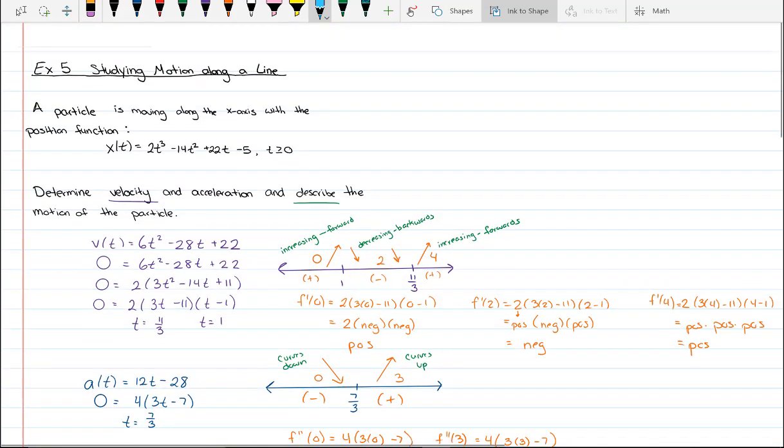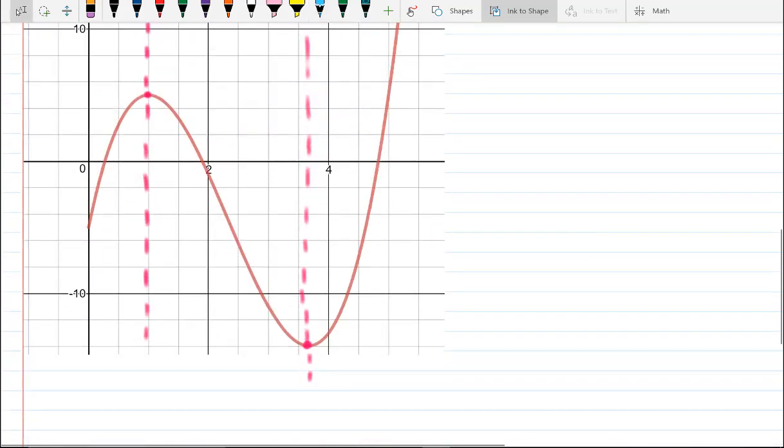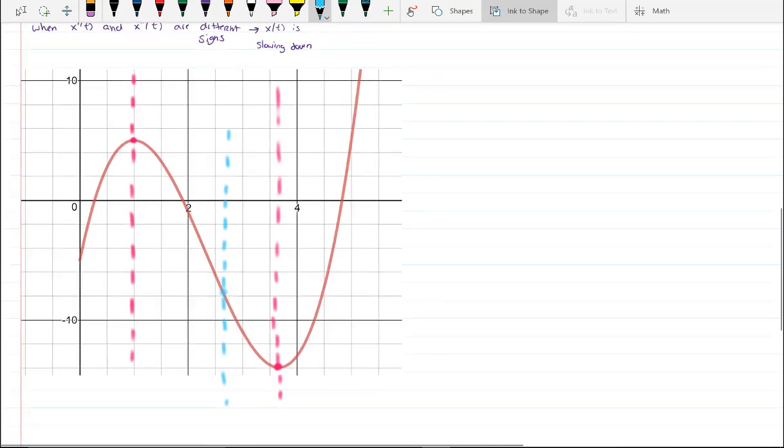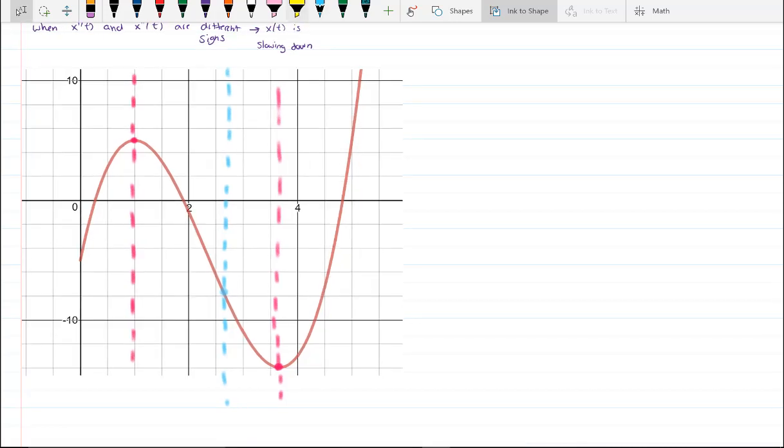Let's be accurate. Where was our second derivative? 7/3. So our 7/3 is a little bit bigger than 2. We'll say it's about right here. I might be a little bit off. We're going to call that 7/3. Probably should have been closer to 2, but that's okay. For the point I'm making, it's fine.